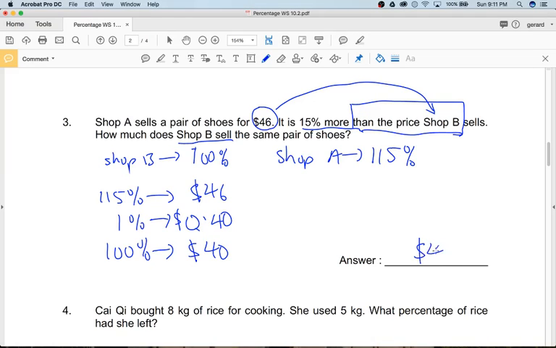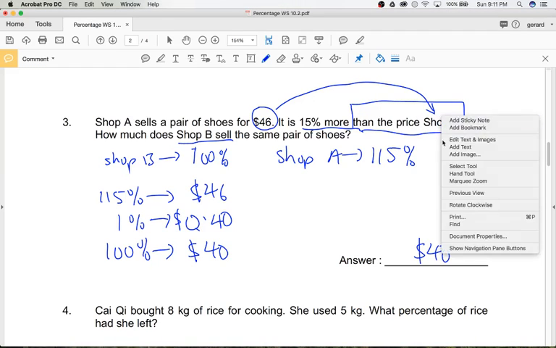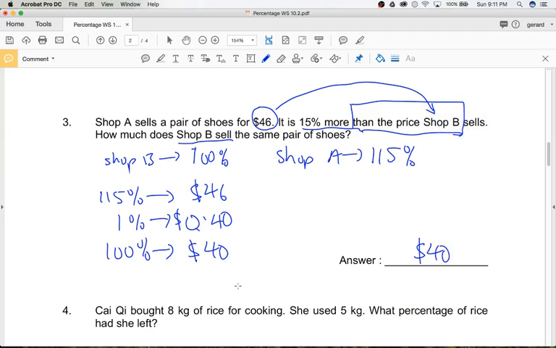Now if you want, you can go and try the wrong way, which is putting Shop A as 100% and Shop B as 85%. If you do that, your answer will be very different from this. So you must really know that there can only be one way, based on what I just told you: if they're comparing it with the price of this thing, then this thing is the 100%.